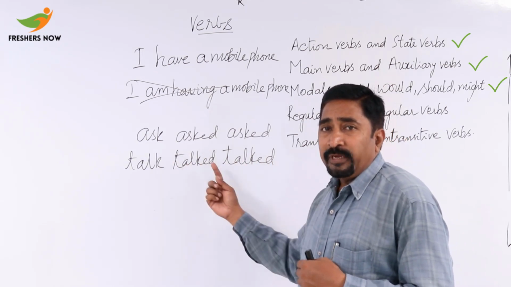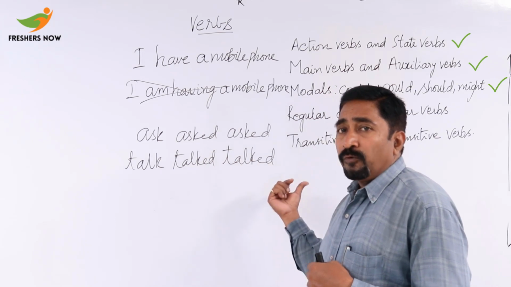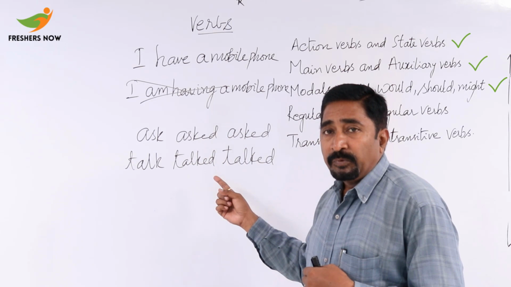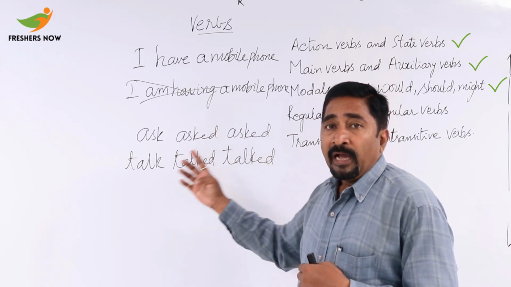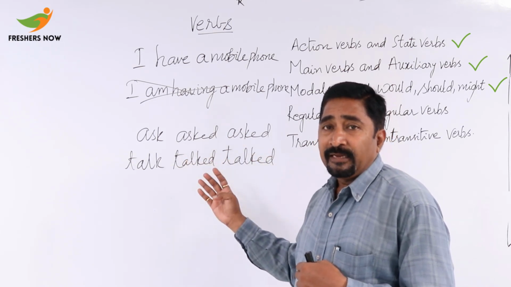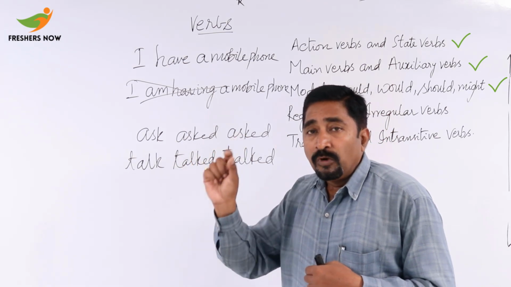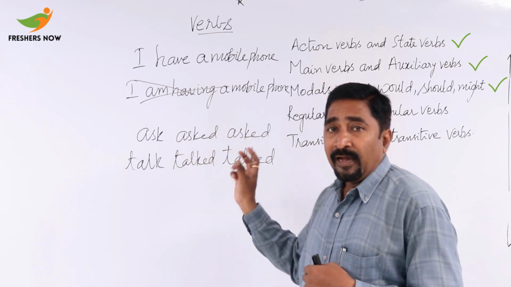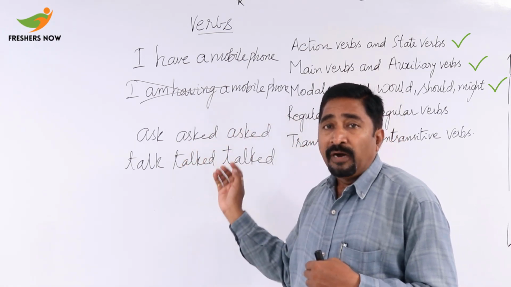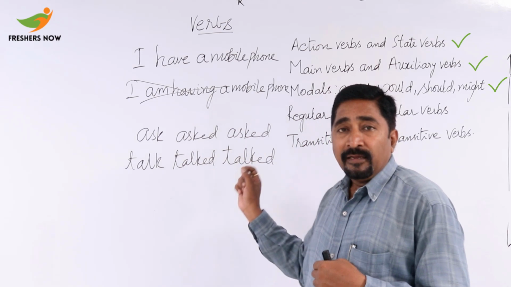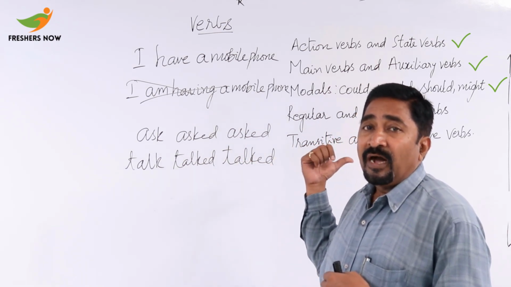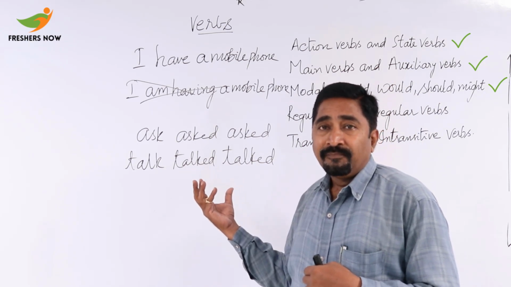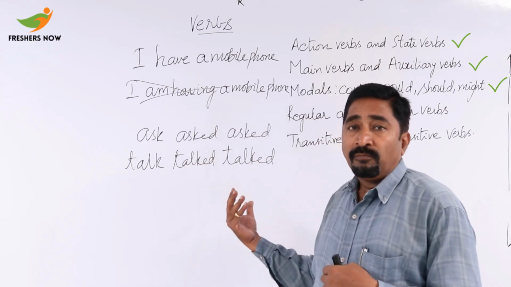You can see it at four levels: present tense, past tense, past participle, and present participle. At four levels, we can see the verb of three letters, that is ask, asked, asked, asking. And it is all formed by adding ed, ed, and at the end it is ing. So this is why we call them regular verbs. They are regular in the way they form.